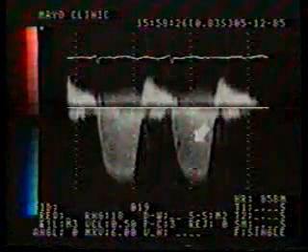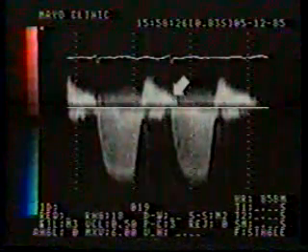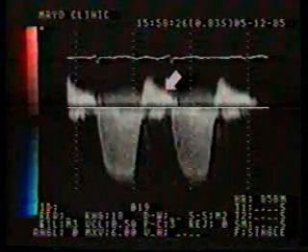The diagnosis of mitral regurgitation can be confirmed by continuous wave Doppler. These signals were obtained with a non-imaging probe at the apex. The patient also has mild mitral stenosis. This holosystolic envelope represents mitral regurgitation. Note that this is a high-velocity jet, 5.5 meters per second.